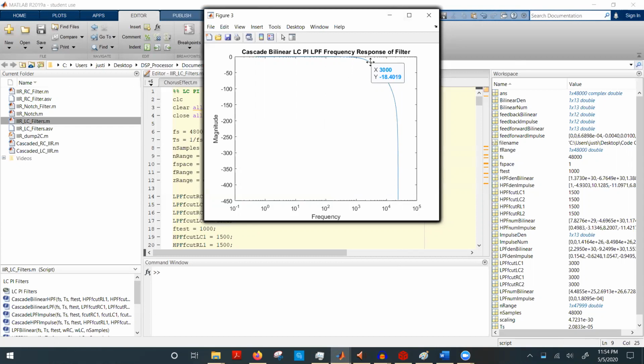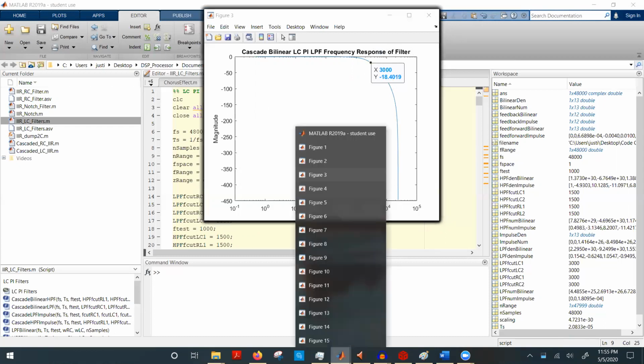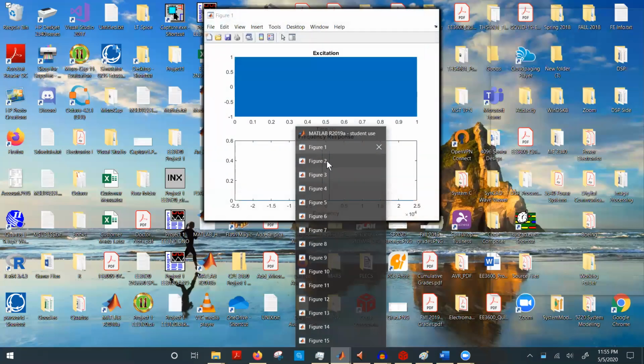Now, a first order filter will attenuate at the cutoff frequency by negative 3 dB. And since I'm cascading essentially 6 first order filters together, the attenuation at the cutoff frequency will now be negative 3 times 6, or negative 18, which is why at the cutoff frequency we have an attenuation of around negative 18 dB. This is for the bilinear cascaded low pass filter.